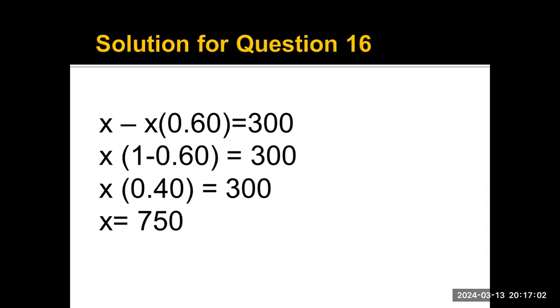Now, notice the left-hand side, you have x minus x times 0.60. You can factor out x, leaving 1 minus 0.60 inside the parentheses equals 300. Now we have the equation x times 0.40 equals 300, because we really want to find the value of x. So we divide both sides of the equation by 0.40, and that's why we have the original price x equals 750.